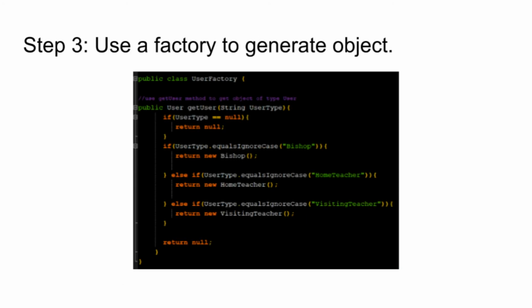In step 3, we will create a factory to generate objects of type user. A specific user can be created based on the parameter passed in the getUser function. Passing nothing will return null. Passing bishop will return a bishop. Passing in a home teacher will return a home teacher. And passing visiting teacher will return a visiting teacher.